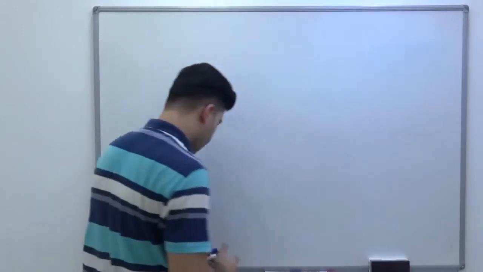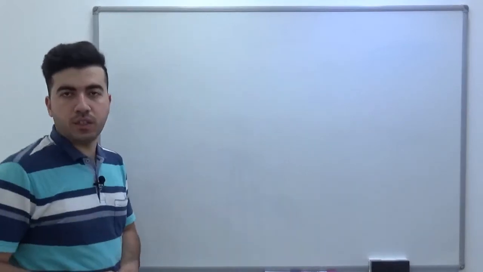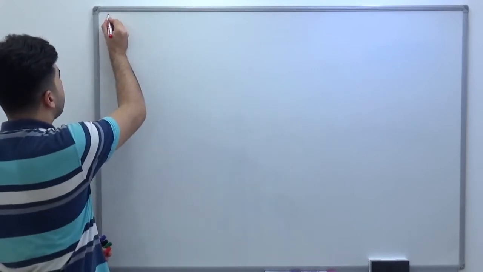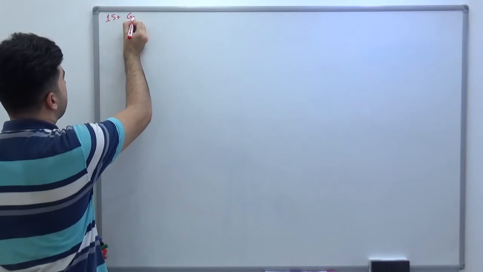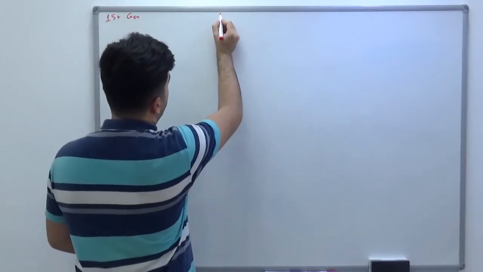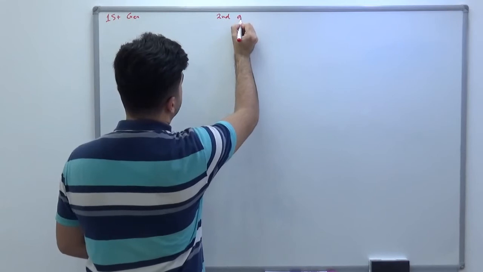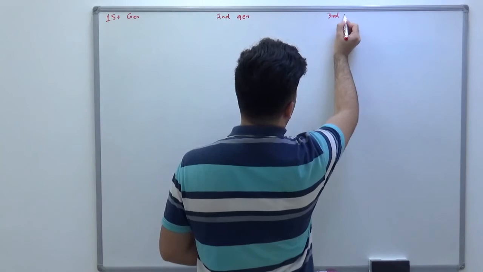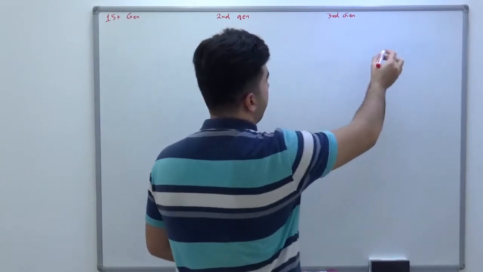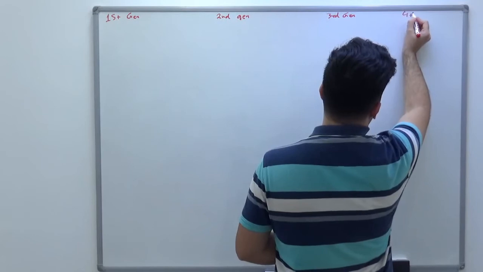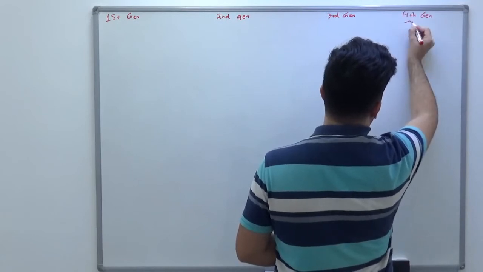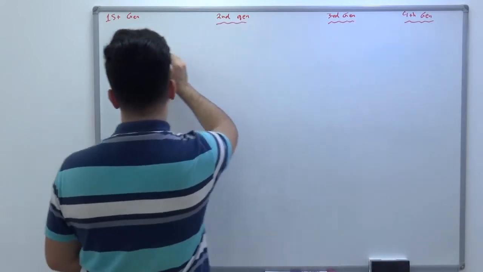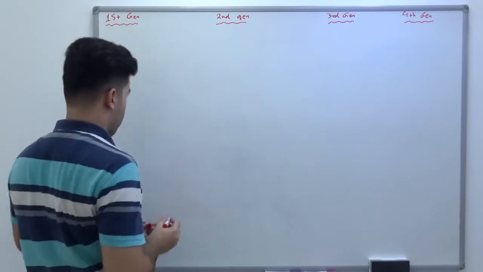Okay. Generally, the fluoroquinolones and the quinolones are divided into 4 generations. We have first generation, second generation, third, and of course, fourth generation.